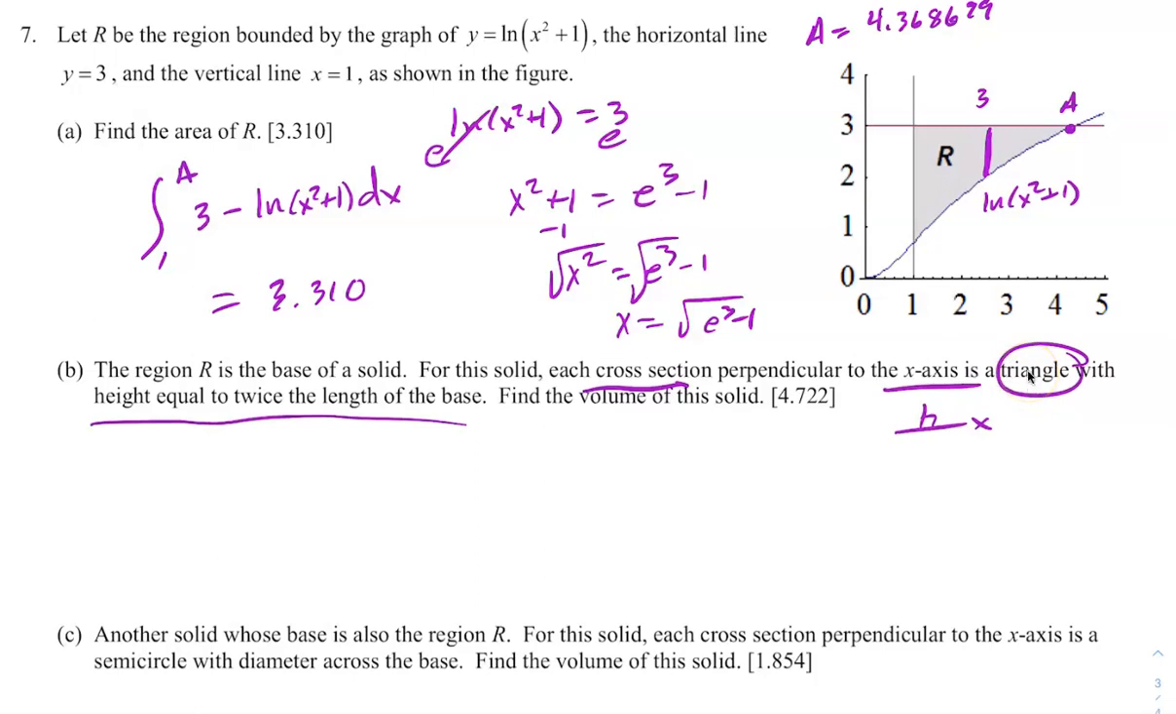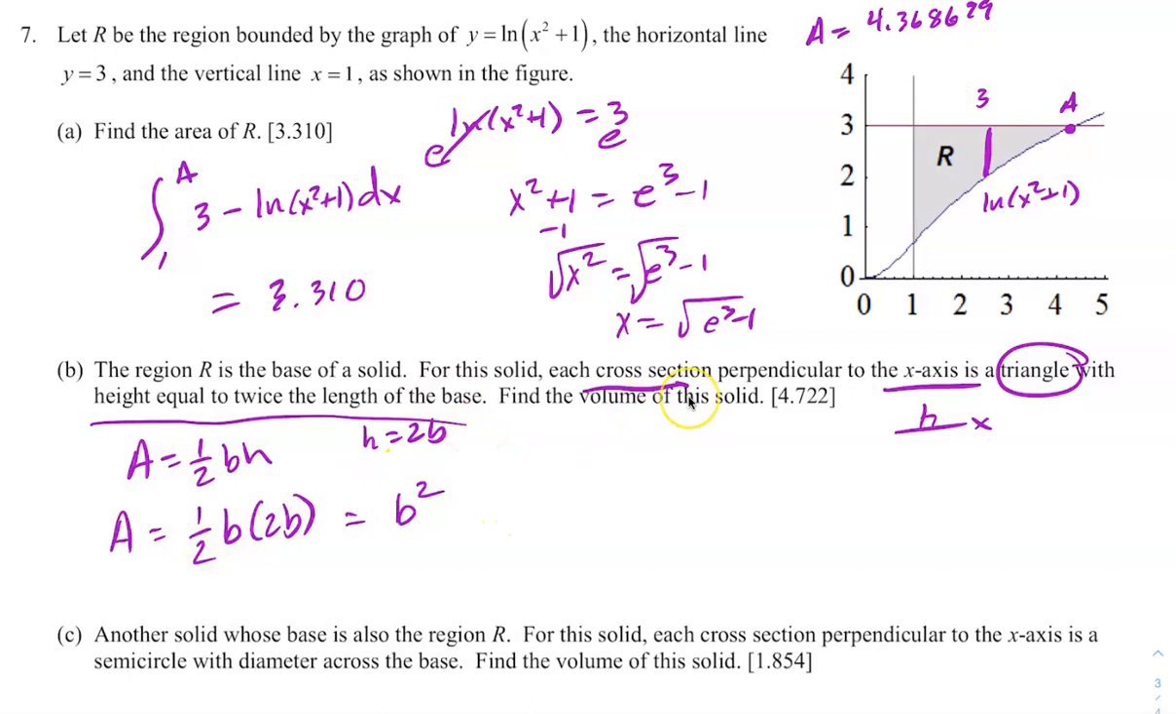So remember, area of a triangle, area equals 1/2 base times height. And in this case, they tell us what one of the variables is. The height is equal to twice the length of the base. So the height is 2 times the base. So my area of a triangle now turns into this. Base times 2 base, which gets me base squared, right? The 2 and the 1/2 cancel out.